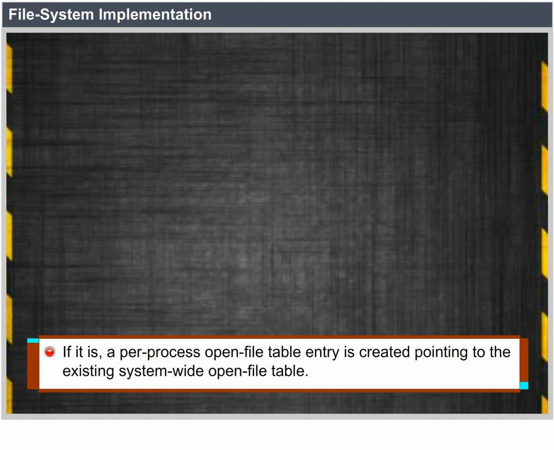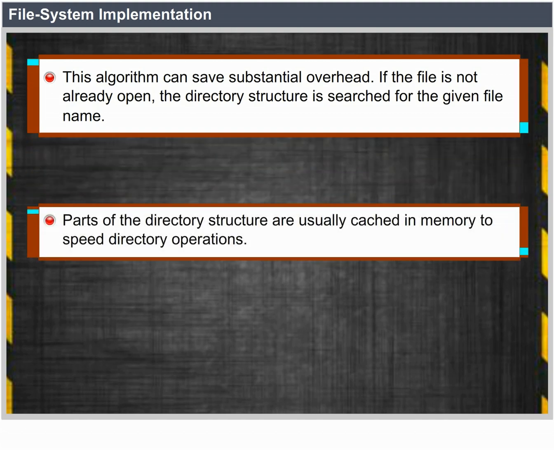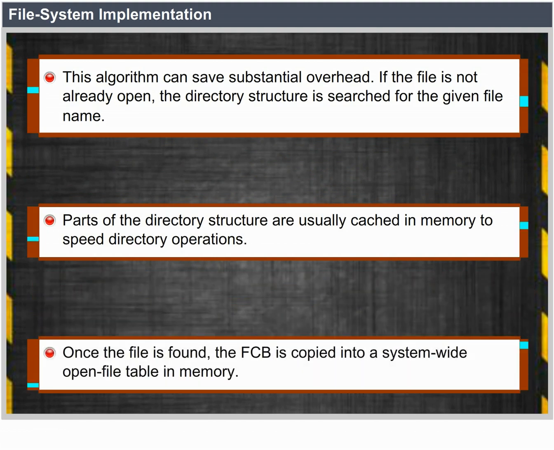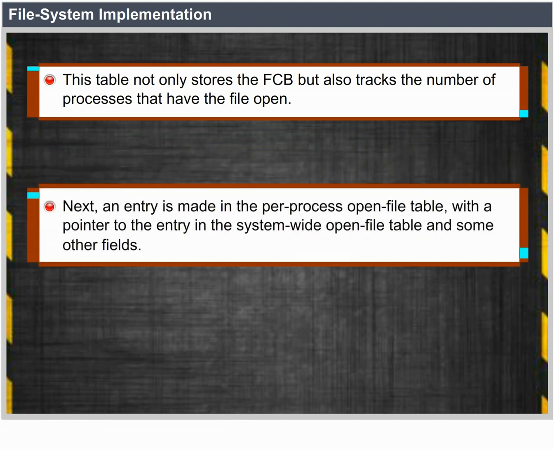If the file is not already open, the directory structure is searched for the given file name. Parts of the directory structure are usually cached in memory to speed directory operations. Once the file is found, the FCB is copied into a system-wide open file table in memory. This table not only stores the FCB, but also tracks the number of processes that have the file open. Next, an entry is made in the per-process open file table with a pointer to the entry in the system-wide open file table and some other fields.